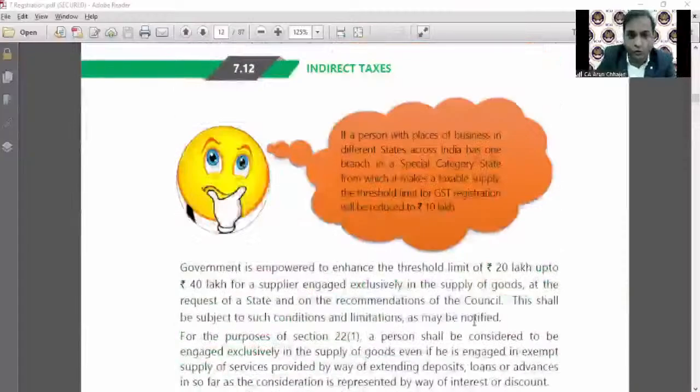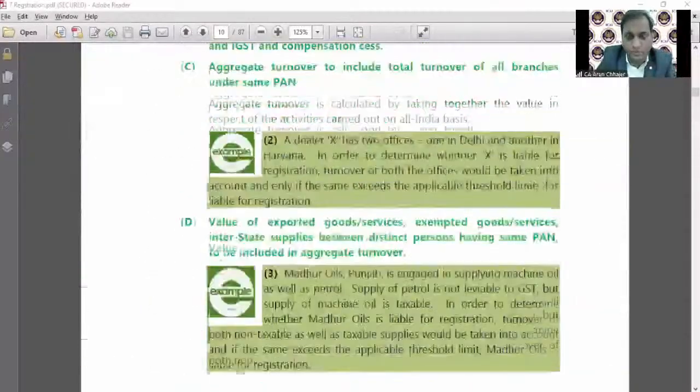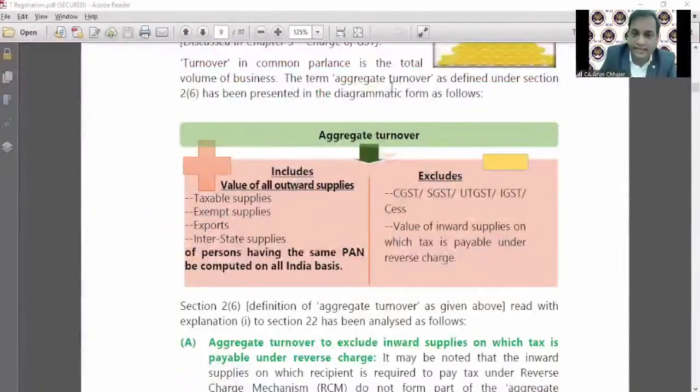Now we need to go to the next point. Aggregate turnover means value of the outward supplies: taxable, exempted, export, and interstate. It will be added in the aggregate turnover. I need to add taxable supplies, exempt supply, export, and interstate of the person having the same PAN, to be computed on all India basis.